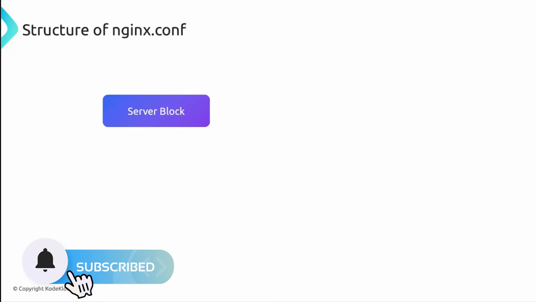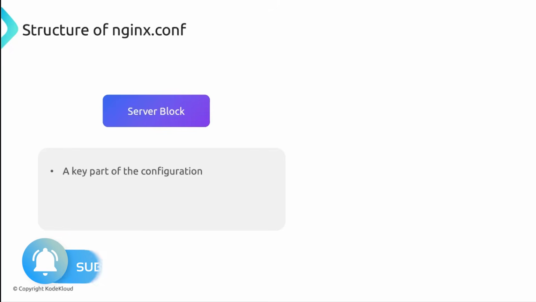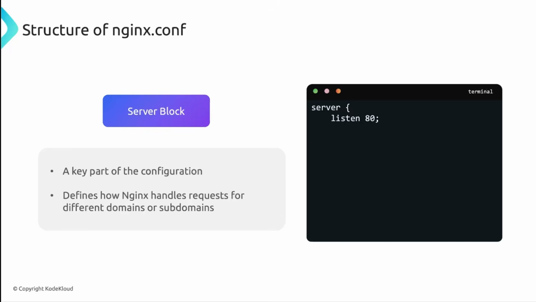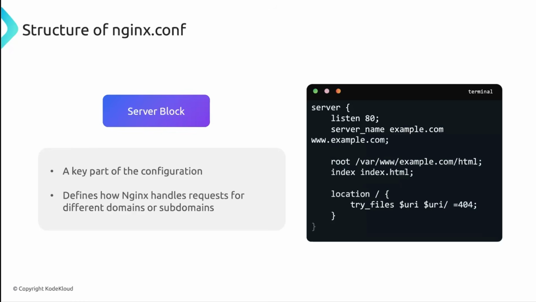And last, we have possibly the most important block, which is called the server block. This is the key part of Nginx. This is where you define how Nginx should respond to requests for different domains or subdomains. So understanding this block right here is essential to configuring Nginx effectively.